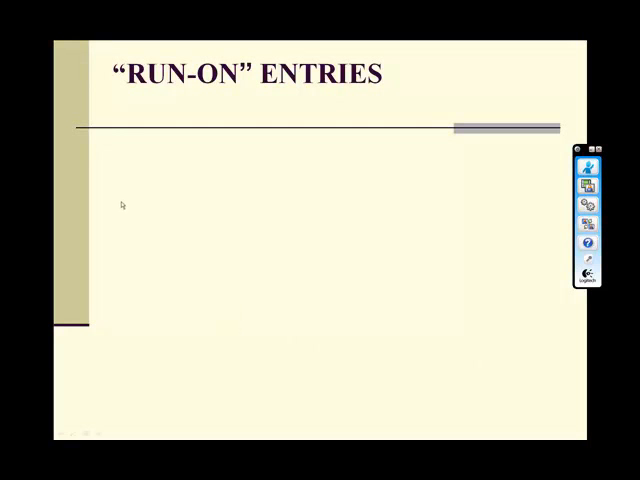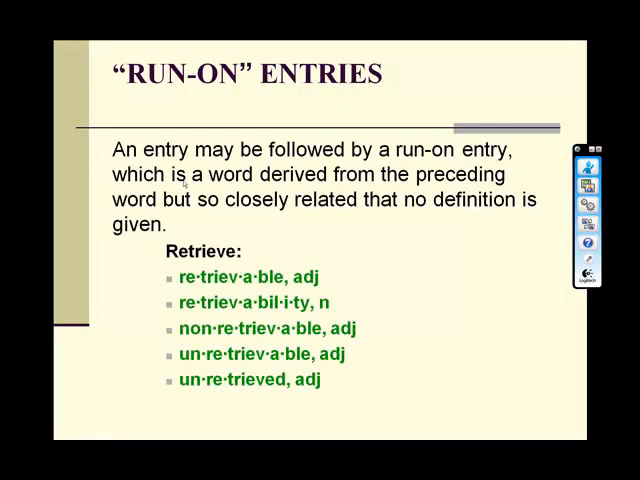The dictionary also gives you what are called run-on entries. An entry may be followed by a run-on entry, which is a word derived from the preceding word, but so closely related that no definition is given. Retrieve. Retrievable, it's an adjective. Retrievability is a noun. Non-retrievable is an adjective. Unretrievable is an adjective. Unretrieved, an adjective. These are all run-ons.